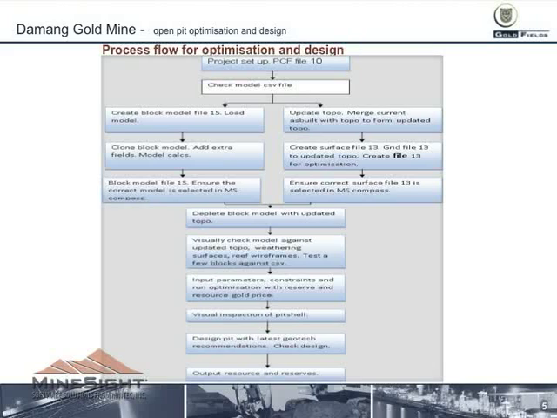After that, we go on to create our file 13. First of all, we update the topo. We merge the current as-built with the topo to form the updated topo. We create file 13 and grade it to the updated topo. We then create a new file 13 for optimization. Having done all this, we select the correct file 15 and file 13 in MS Compass and then deplete the model. After depleting the model, we have a model view and check the model, do a few checks and cross-check with the CSVs to see everything is loaded right.